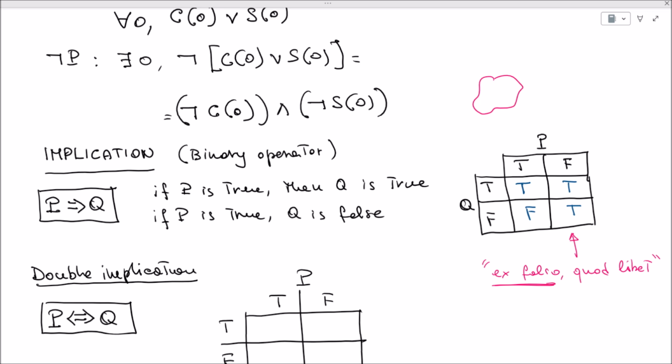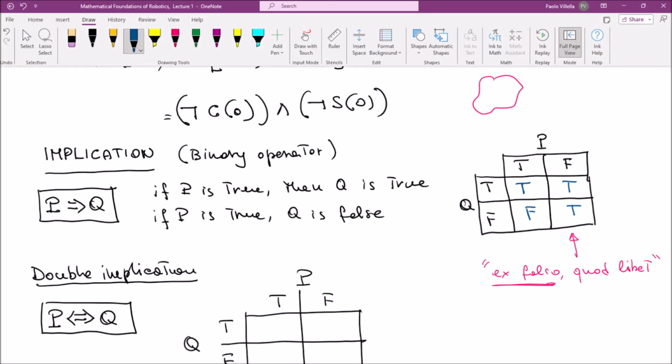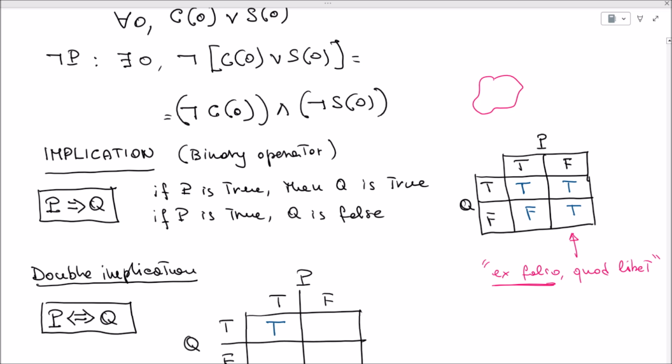So in this case we have that if P is true, the double implication is true if and only if Q is true. So we can have a true value here, and in the same way the double implication is true if and only if both P and Q are false. Instead, if one of these is true and the other one is false, the double implication is false.